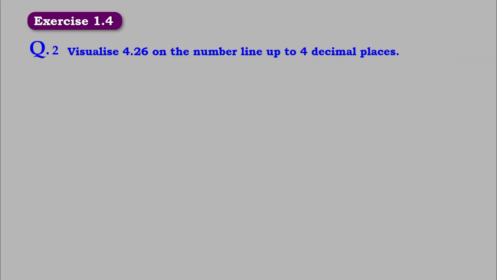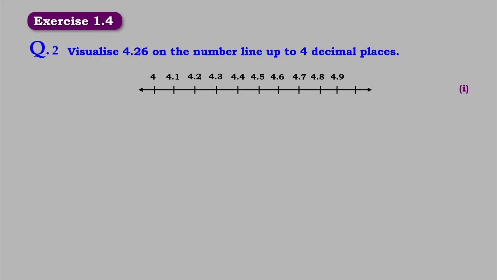Now question number 2. Visualize 4.26 on the number line up to 4 decimal places. So first we are going to draw the number line. And now, since we know that 4.26 lies between 4 and 5, so we will just take 4 and 5 and do the 10 equal division and plot the in between decimal numbers.